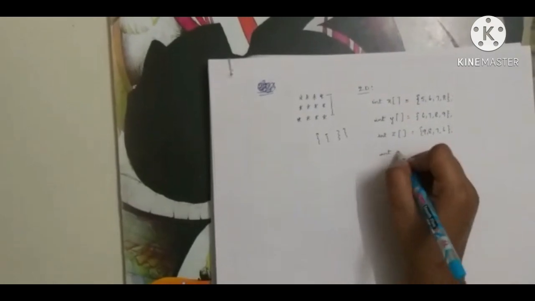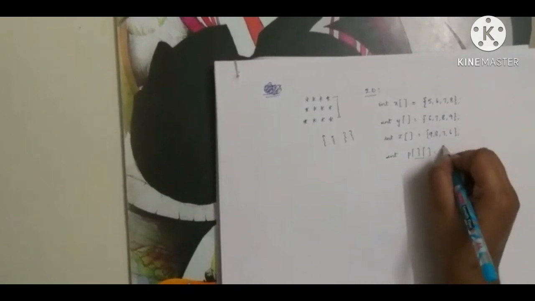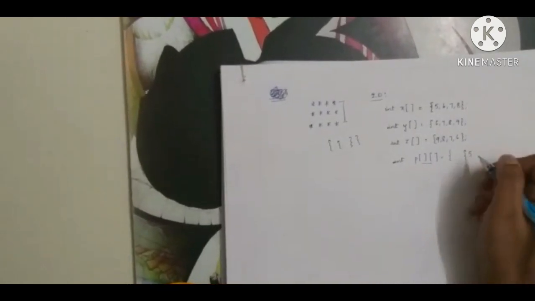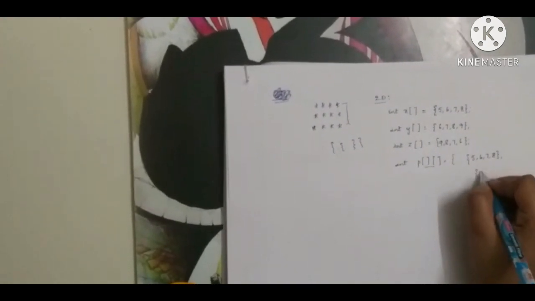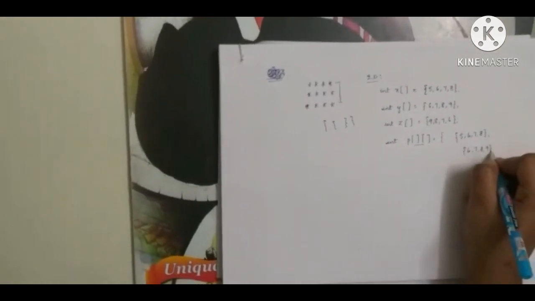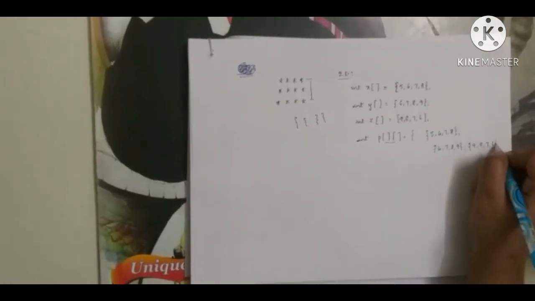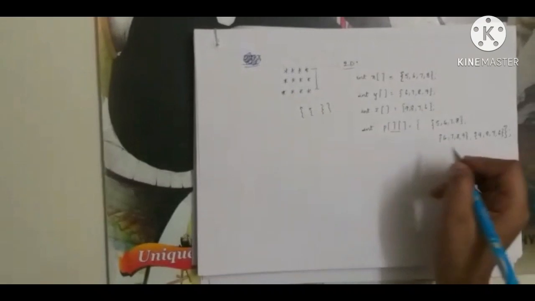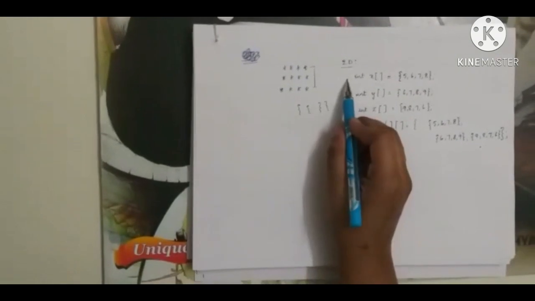So int p of, since it's a 2D array, we'll be taking two brackets, an array of arrays. So 5, 6, 7, 8 is the first array, the second array 6, 7, 8, 9, and the third array 9, 8, 7 and 6. So this is an array of arrays. We have 3 rows and 4 columns. That is a 2-dimensional array.